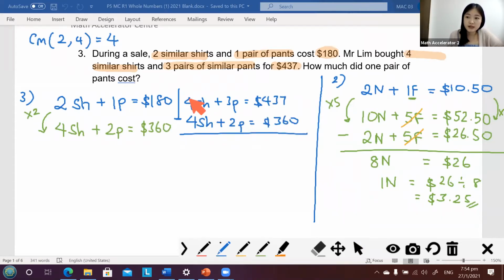Then now we can cancel away. So 4 shirts minus 4 shirts, no more, because we made it that way. 3 pairs of pants minus 2 pairs of pants will be left with 1 pair of pants. Type in your calculator, how much is 437 minus 360? Yes, thank you, $77.